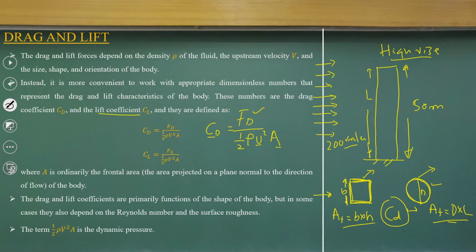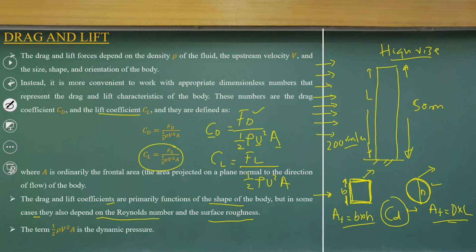In the same way we can also make the lift force in a very simple way. CL is FL, the lift force, divided by the same function, rho v square into A. So, these drag and lift coefficients are primarily functions of the shape of the body, as I said. They also depend upon the Reynolds numbers and the surface roughness. That also matters. What type of buildings do we have?